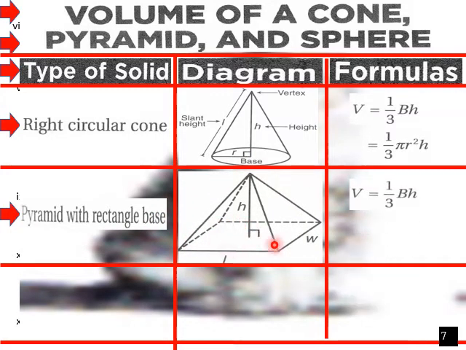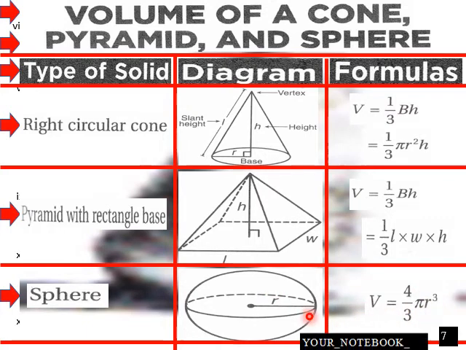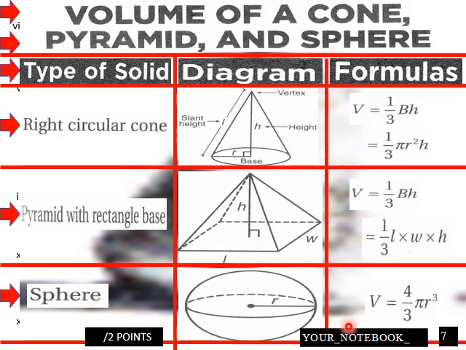Pyramid with a rectangular base. We have a pyramid here with a rectangular base. The volume again would be 1/3 times the area of the base times height, so 1/3 length times width times height for the volume of a pyramid with a rectangular base. And then the volume of a sphere would be 4/3 pi r cubed. Very important formulas to take down and to memorize for your SAT.